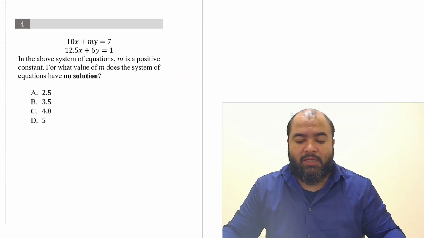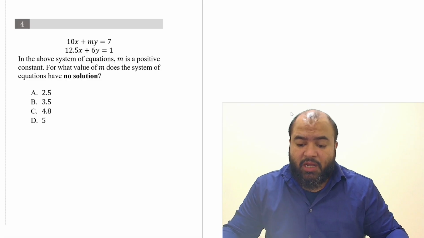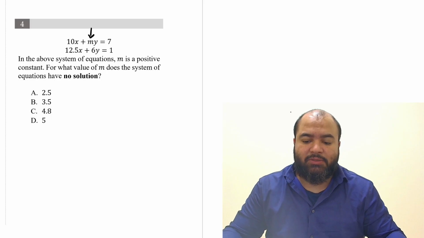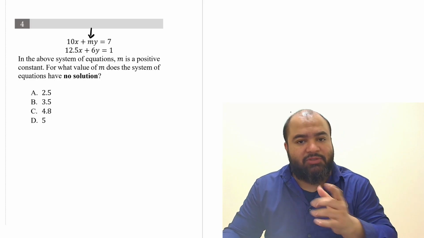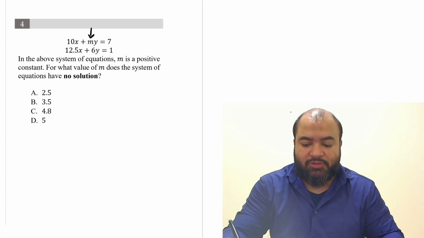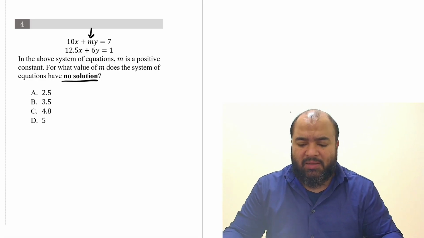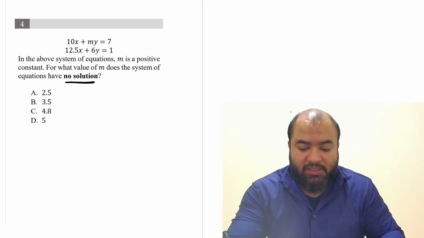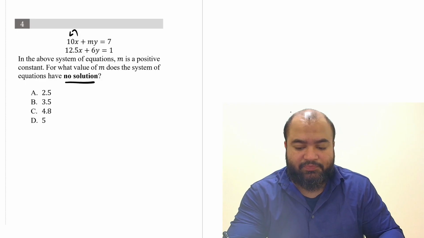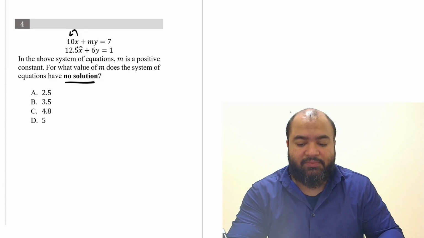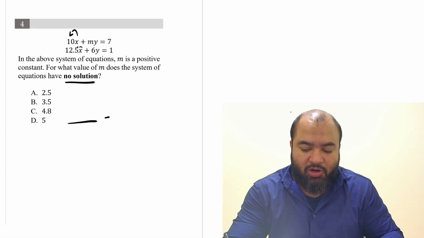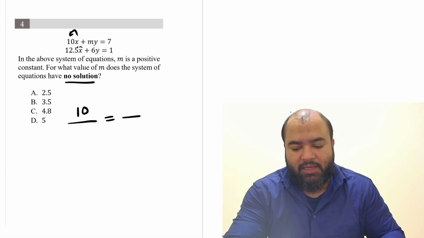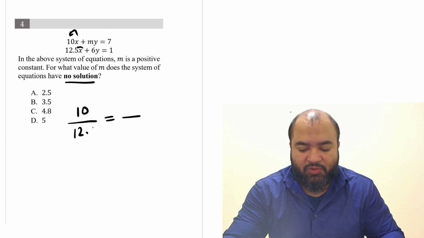Question number 4, can we use Desmos for this? You could, but you see there is a variable, there is a constant m. Desmos doesn't really read that, but you can use a slider to pick one of the options to see which one gives no solution. But I will show you an easier way. When they say no solution, see the number next to x is 10. The number next to the other x is 12.5. So what you can do is draw a proportion. Next to x is 10, so I'm going to write 10, over 12.5.